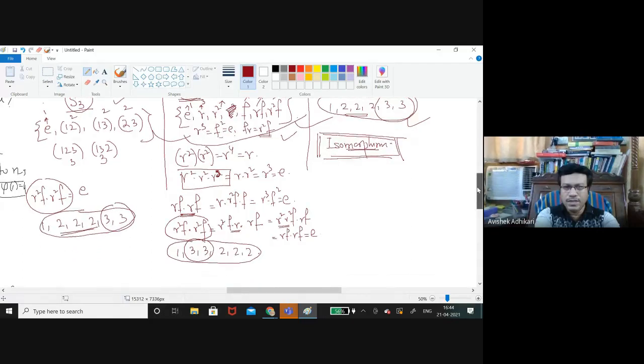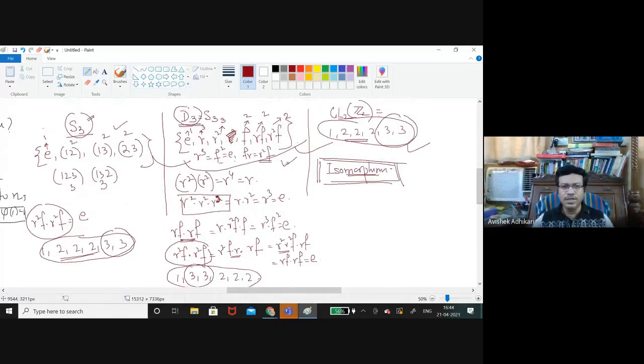So what we understand is that if they are isomorphic, then it is sufficient to see that one of them is non-commutative. So this is non-commutative. As a result, this is also non-commutative. This must also be non-commutative. You don't have to think differently.